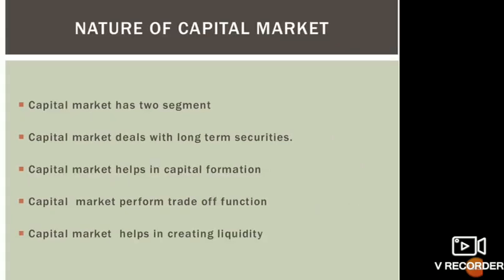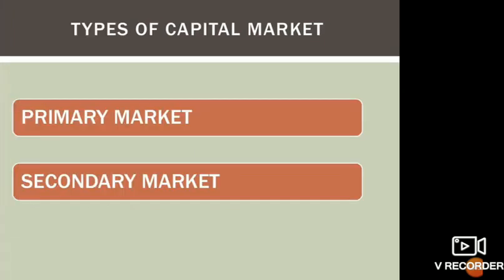Here is the nature of the capital market. It deals with long-term securities. The capital market helps in capital formation. It performs a trade-off function. It also helps in creating liquidity. Now, the types of capital market, you know about this: primary market and secondary market. The primary market is the new issue market. The company may be a newer one or an older one, but the primary market is for new securities. The secondary market is for old securities.